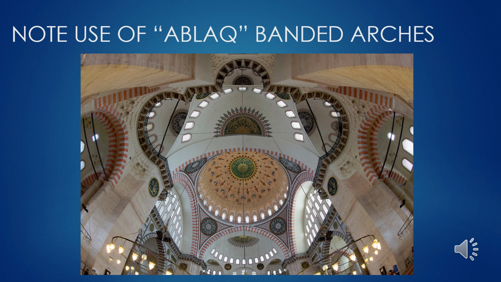Note the use of the alternating colors of the red and limestone. This is a feature of Islamic architecture called ablaq. It means piebald. And it's derived from a Byzantine style that was used in Hagia Sophia with these alternating courses of either ashlar stone and brick, but it became associated with Southern Syrian design from the Umayyad Mosque when it was repaired in the 12th century.